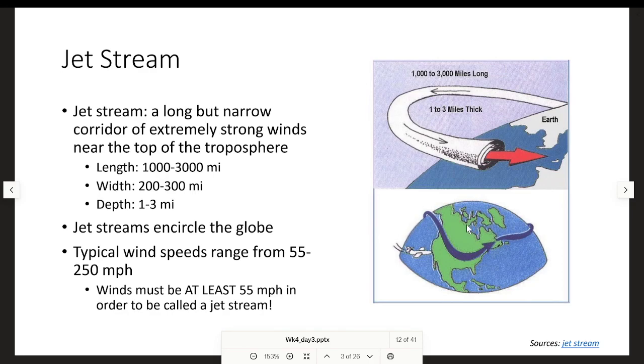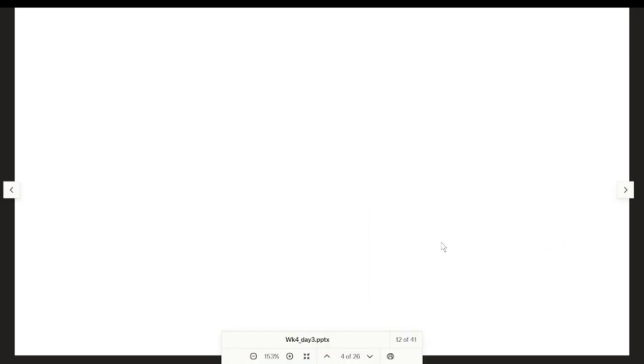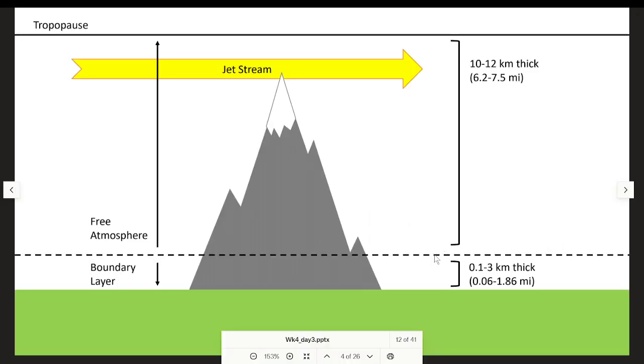This is where the two air masses meet. This is where the Ferrel cell and the polar cell meet. I'm sure they will talk about that. Maybe not. Okay. Great. Here's the jet stream and a mountain. All right.